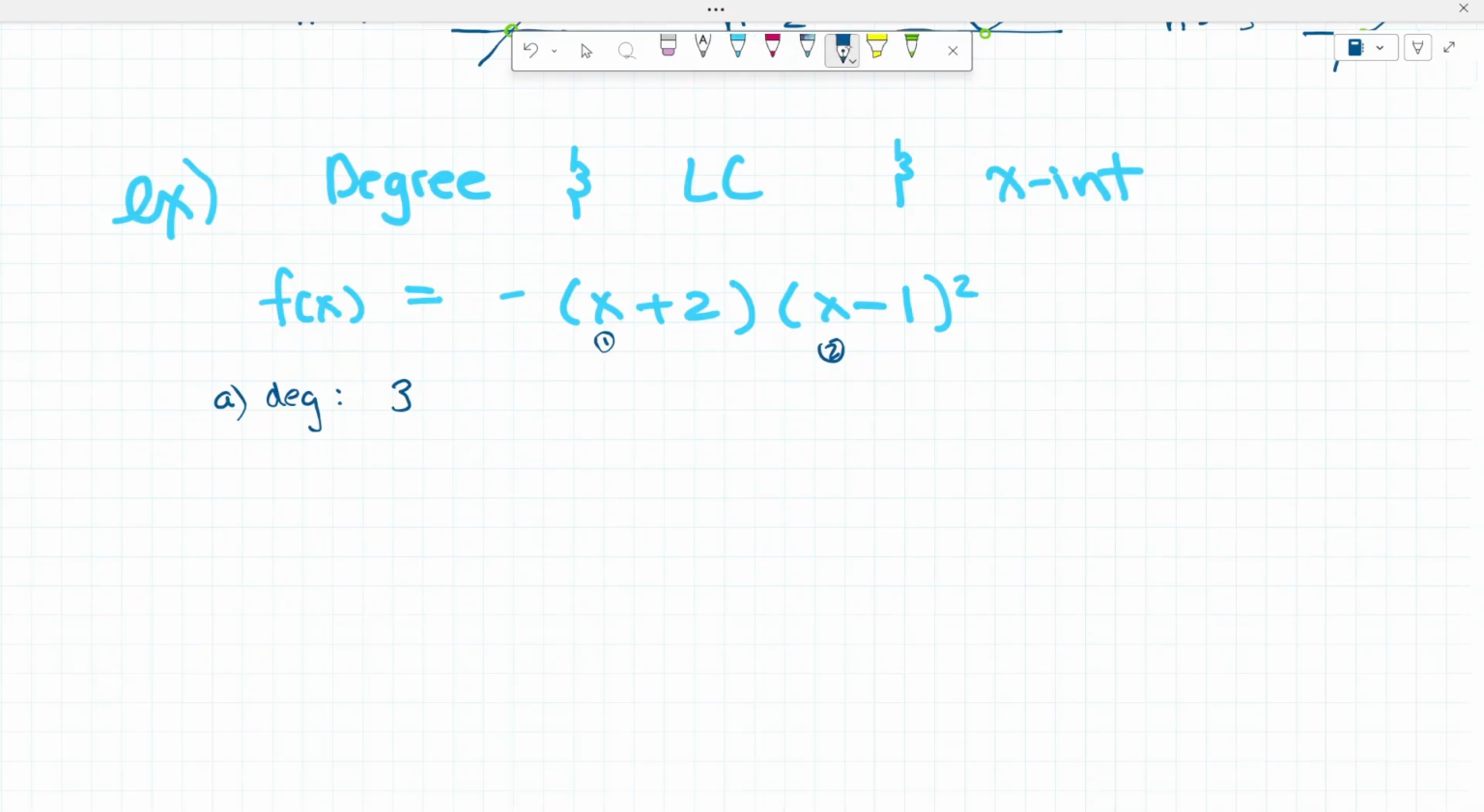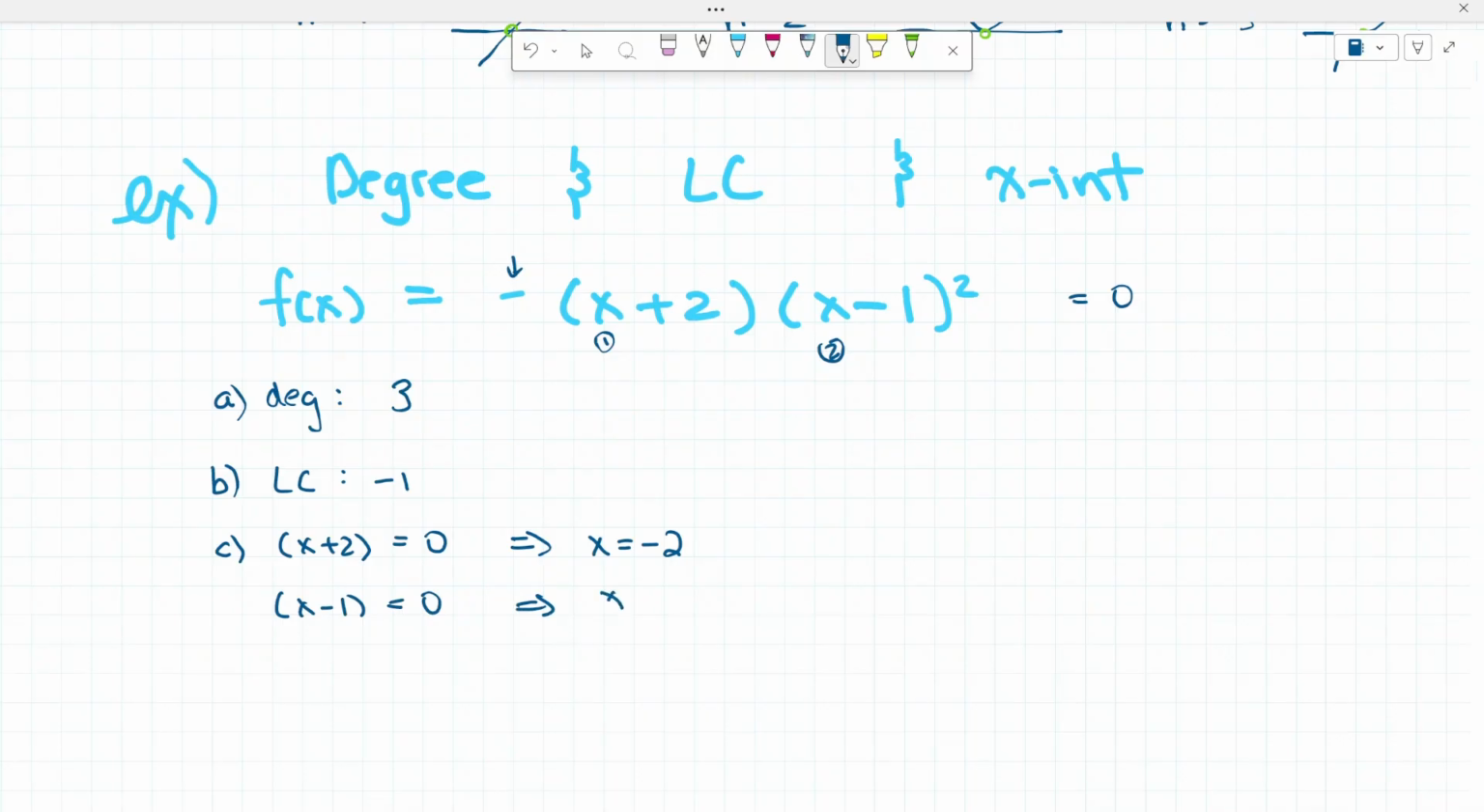And what about the leading coefficient? In this case, we see that we've got a negative here, so our leading coefficient is going to be -1. And now what about our x-intercepts? To find your x-intercepts, you set y equals 0 and then solve. So here we would set x plus 2 equals 0, which gives us an x-intercept at x equals -2. And then we also have x minus 1 equals 0, which gives us an x-intercept at 1.